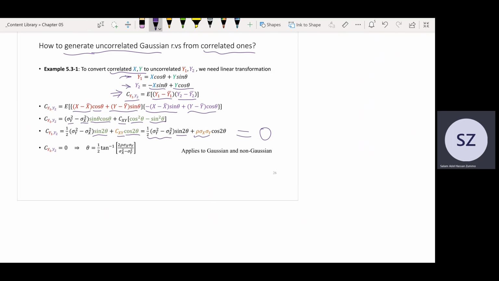Do not forget that for X and Y, rho is given, sigma X is given, and sigma Y is given. All these are given. The only thing that is not given, that we want to find, is theta, such that the new random values are uncorrelated. So when we set this to 0, we find theta will be half tan inverse of 2 rho sigma X sigma Y divided by sigma X squared minus sigma Y squared.